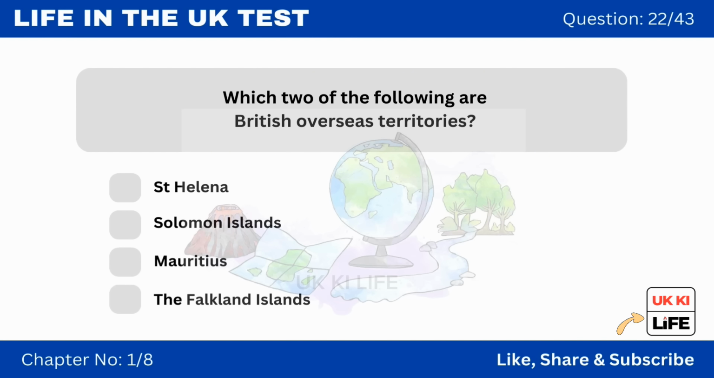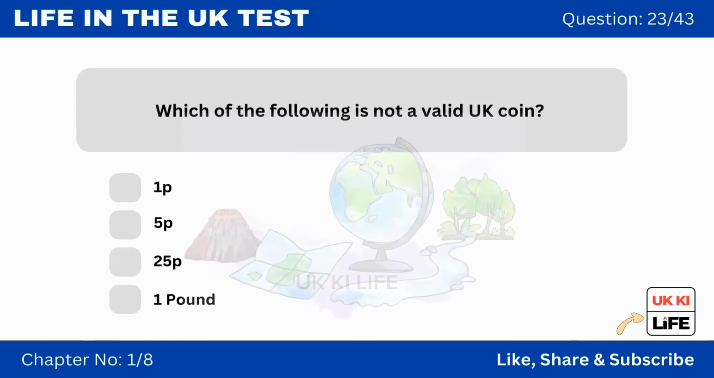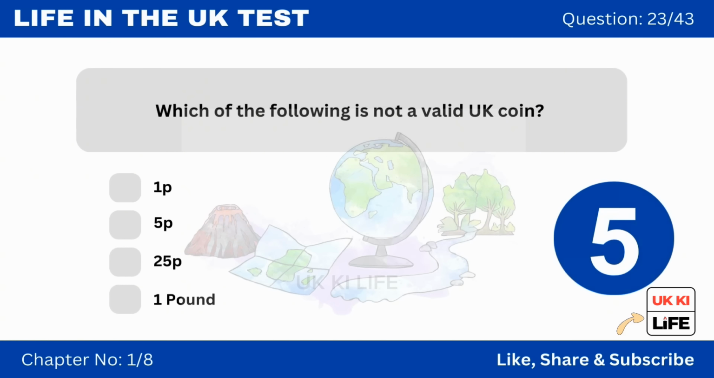The correct option is A and D. Explanation: there are several British overseas territories, such as St Helena and the Falkland Islands. They are linked to the UK but are not part of it. Question 23. Which of the following is not a valid UK coin? 1p, 5p, 25p, £1.